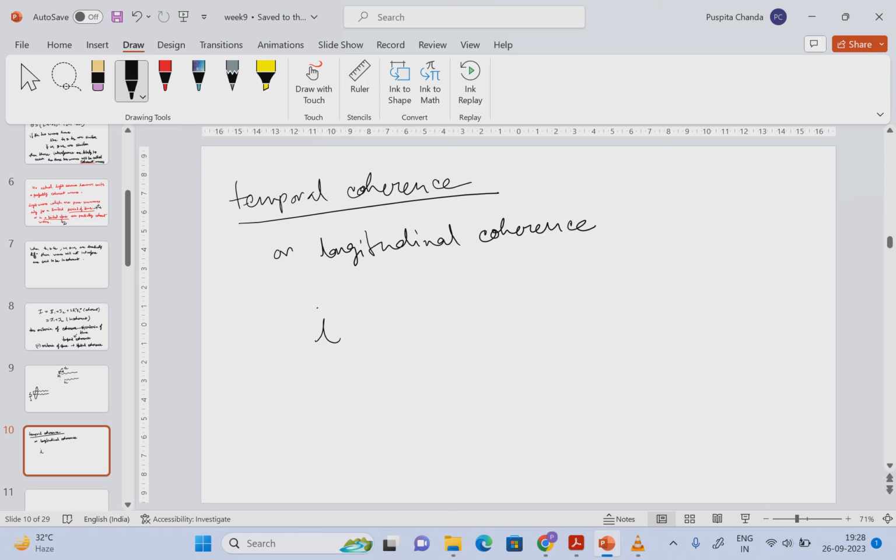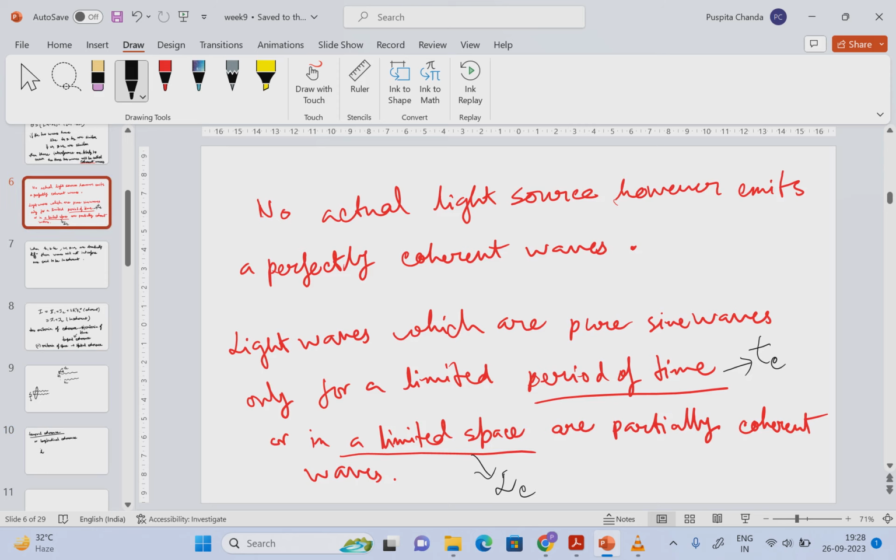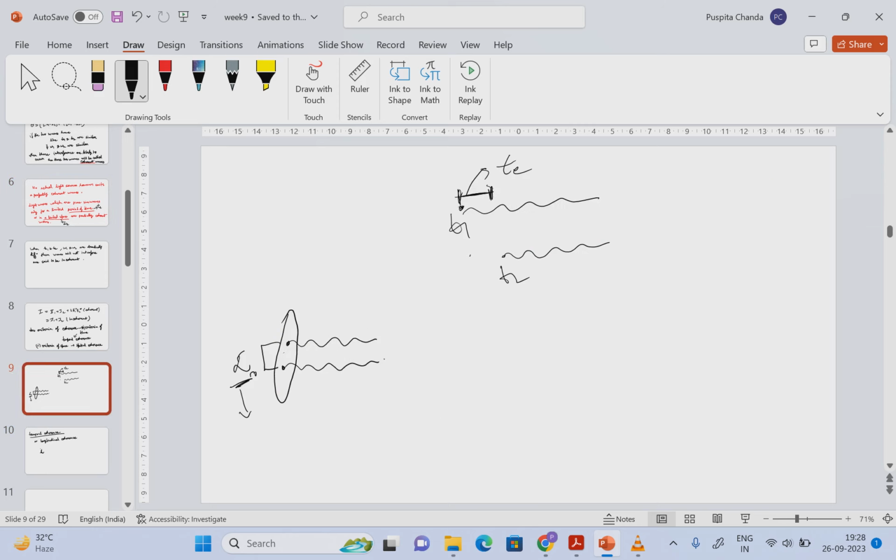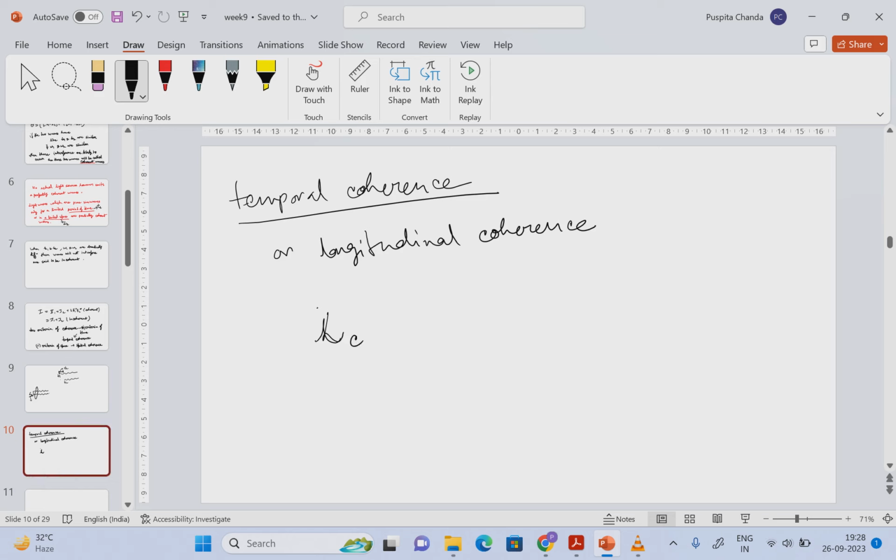So you know the coherence length, L, which is c into tau c. That can also be given as lambda squared by delta lambda.